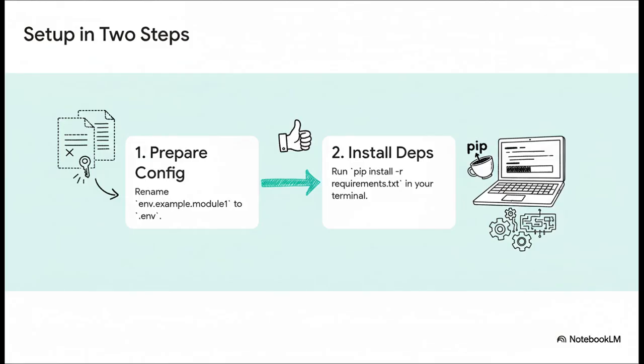The setup is super simple, just 2 steps. First, get your configuration ready. All you have to do is rename that env.example file to .env and then pop in your API keys. Second, install the dependencies. Just open up your terminal, get to the right project folder, and run pip install -r requirements.txt. And that's it. You'll be all set to start coding.